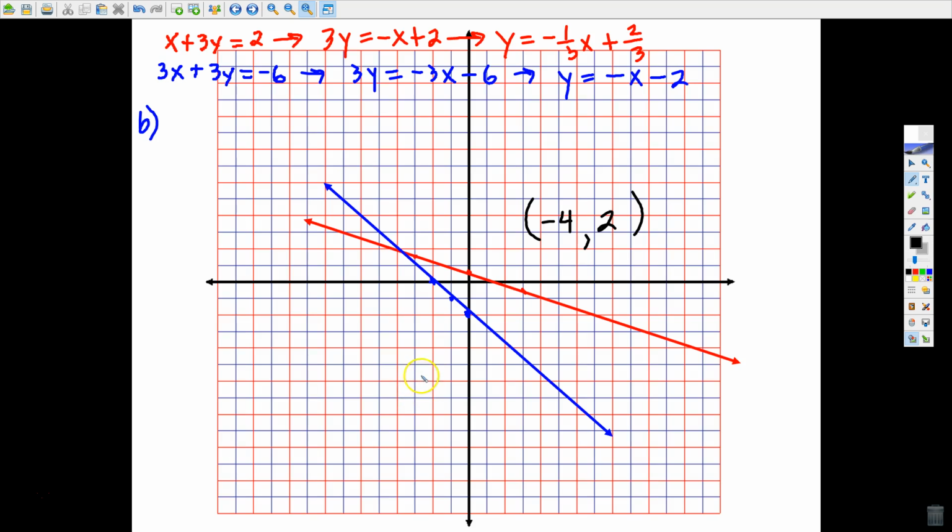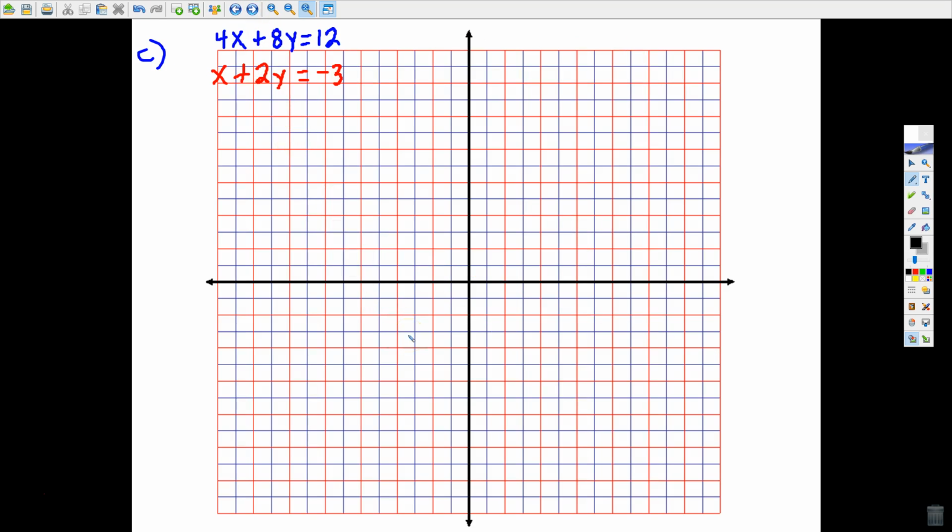Okay, any questions about those first two examples? We're going to take a look at a couple of kind of unusual examples. Let's start with our example letter C. Let's just go through our normal routine, solve for y. So I'm going to subtract 4x from both sides. Divide by 8 on both sides.